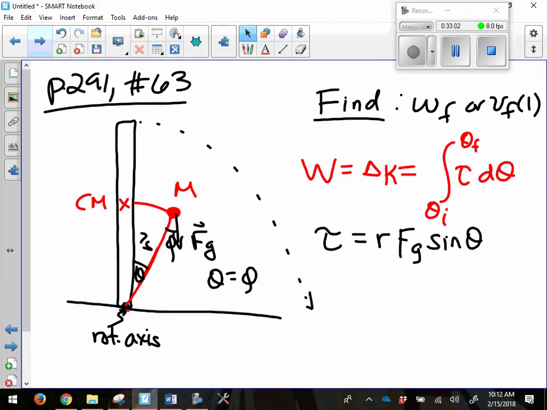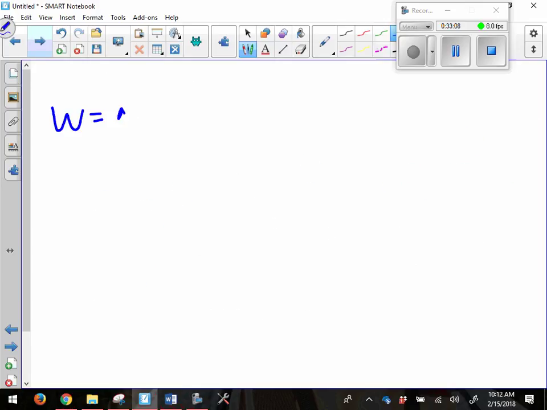So I'm going to go to another slide. Everybody got what they need? Okay, so my work, which is going to be equal to my change in kinetic energy, is going to be my integral of tau d theta from some theta initial to some theta final.